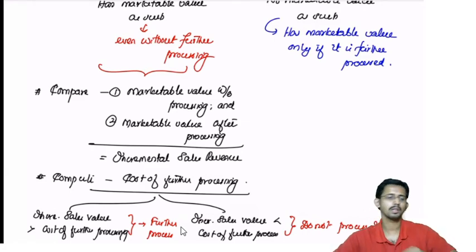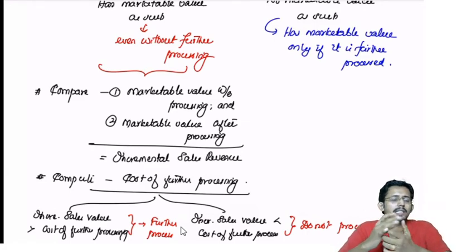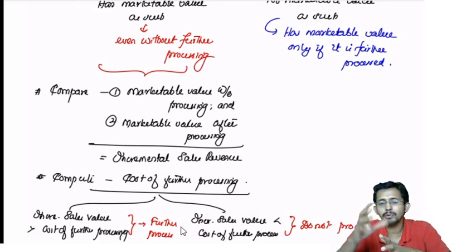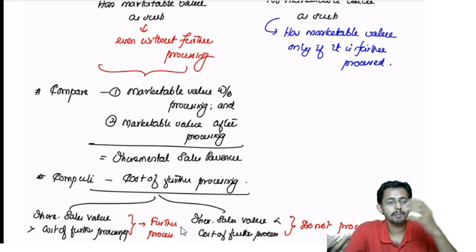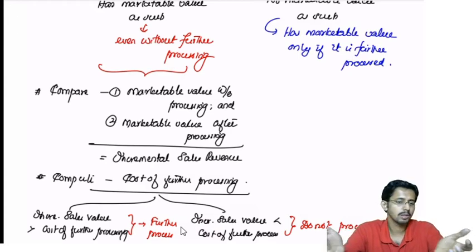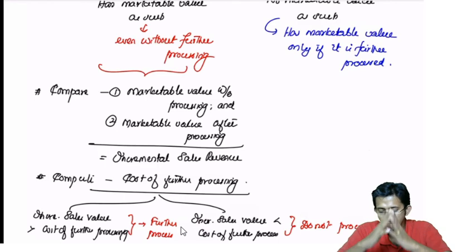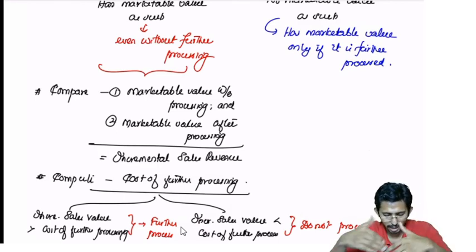Do not process further. Okay, if the incremental sales value is 1 lakh and the cost of further process is 80,000, so you are getting an incremental benefit of 20,000, so do the further process. If the cost of further process is 1 lakh, but incremental sales value is only 80,000, so 20,000 net loss. So what should be the conclusion? Do not process further. Okay, this is when there is a marketable value.